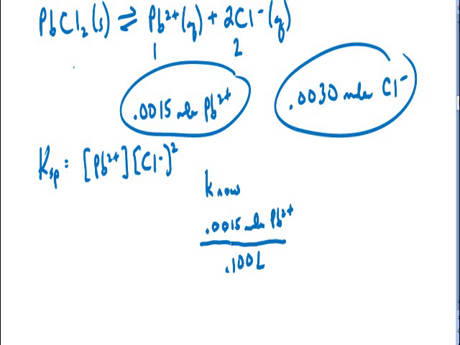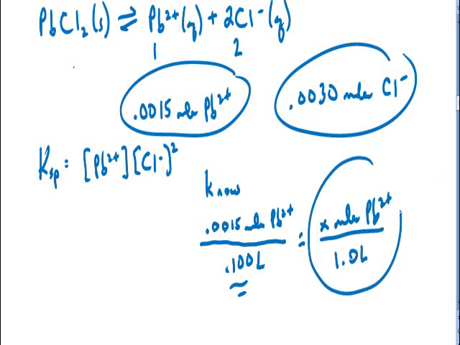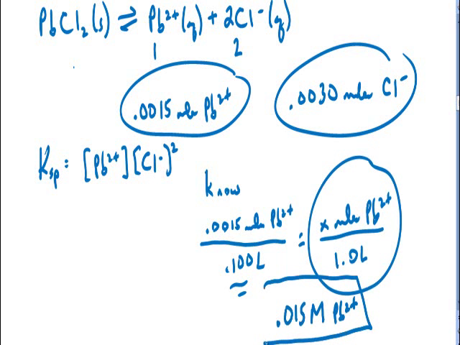that were present. What we know is that we have 0.0015 moles of lead ions present in a 0.100 liter sample, which means we'd have X moles of lead ions present in a 1 liter sample. Once we have this in terms of how many moles are present in 1 liter, that's our concentration. Solving for the concentration gives us an equilibrium concentration in the saturated solution of 0.015 molar lead ions.